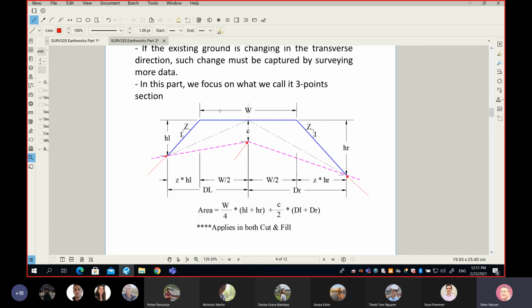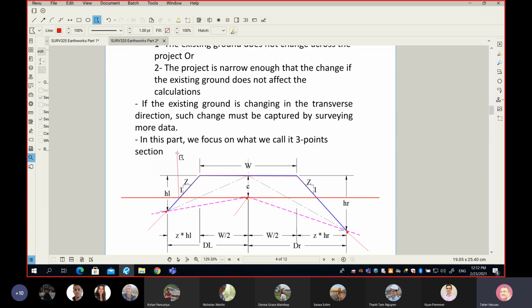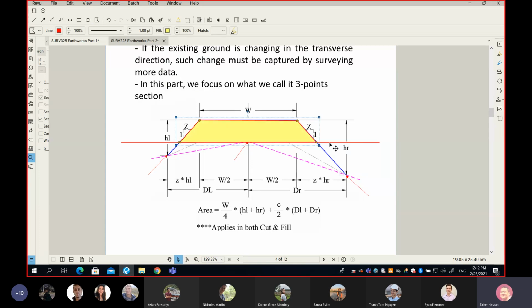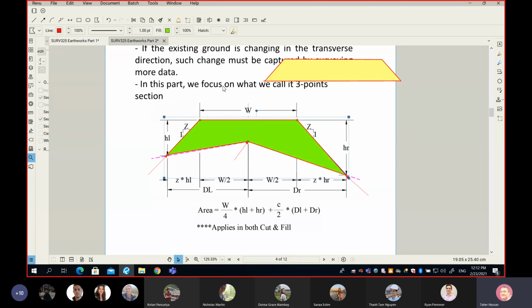Watch this, please. What if the situation is like that and I survey only one point at the center line? In my calculation, I will just assume that my ground is constant across, and based on this red line, I will go ahead and find this cross-section area using W plus C times Z times C squared. So this will be my area. Is that right? It is a completely wrong cross-section area, because I'm not really going to fill this yellow area. The reality is, because the ground is changing, this will be my new area. So my area, which I should estimate to find the good volume, is this one here. The green is the right one, and the yellow is the bad one.